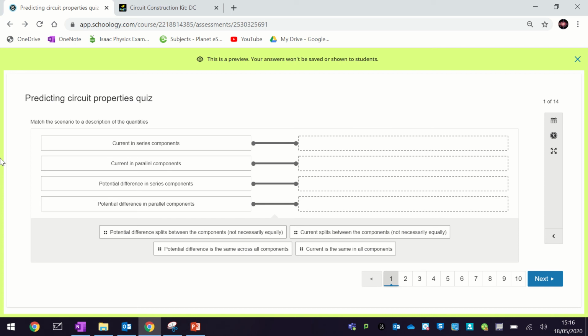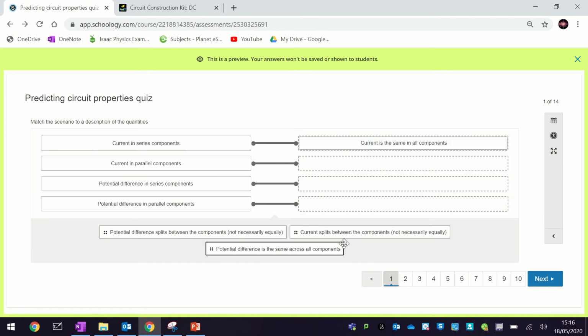Okay, so in this video, we're going to review a few key things from the Predicting Circuit Properties quiz. We're going to start off with just some rules you have to remember and know about circuits. The first ones are about current. In a series circuit, current is the same in all components. That's just something you have to know.